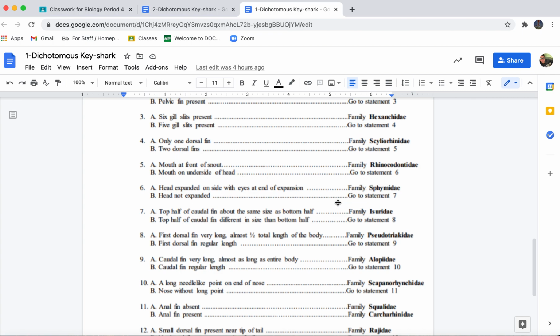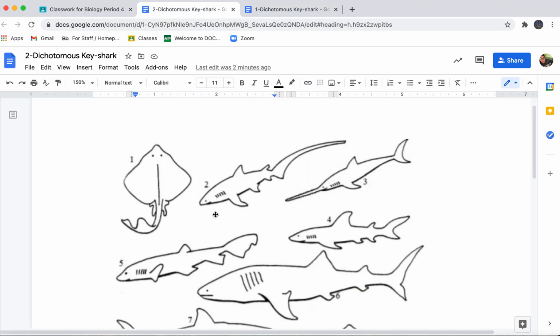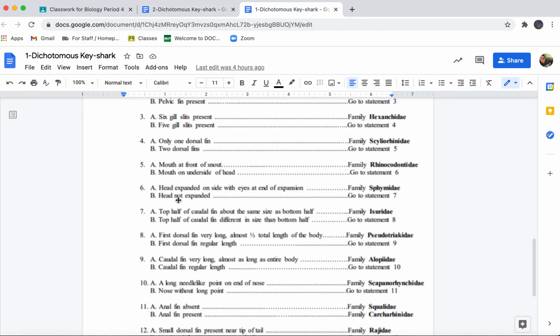Go to statement 6. Now, number 6, head expanded on the side with eyes at the end of each expansion, or head not expanded. So if we look here, the head is not expanded. There's nothing coming off of it. The eyes aren't sticking out on the side, kind of like a hammerhead shark. That's not what's happening here. So we're going to go head not expanded.